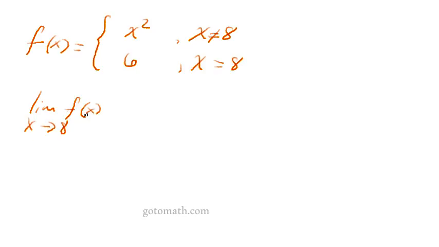Now some of the other problems in this section, as you can see, have a minus or a plus sign here, but this one says that we're coming in from the left and coming in from the right, and if both of those are the same, then that's what this limit is going to be equal to.